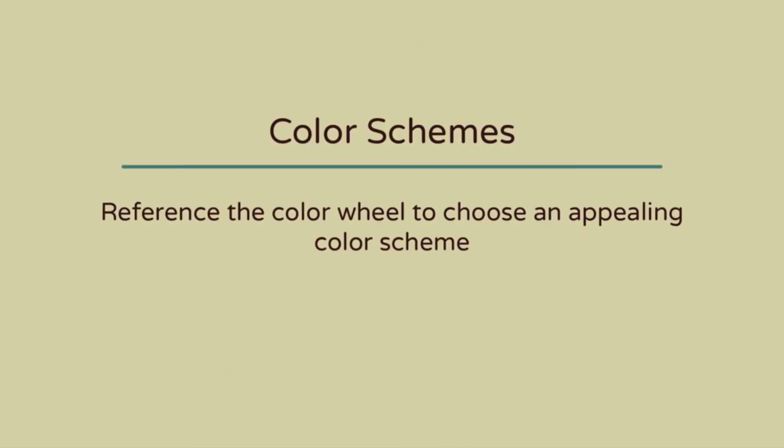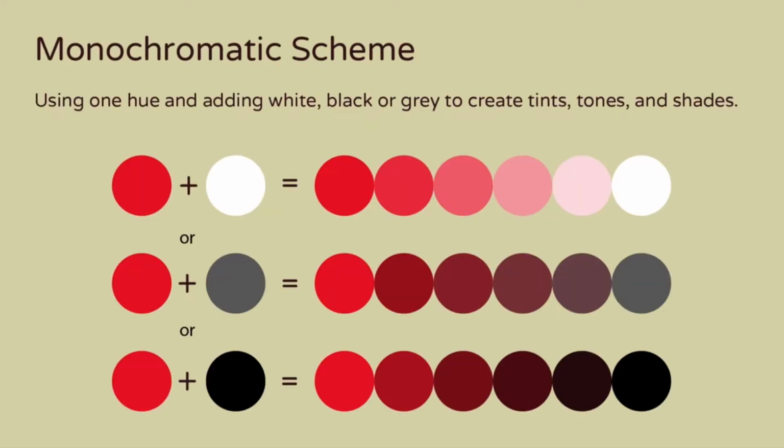The color wheel is a great reference when you're choosing an appealing color scheme. Here are some of the most common types of color schemes. A monochromatic color scheme is made up of one hue plus either white, black, or gray. Here you have a variety of tints, tones, and shades of red.